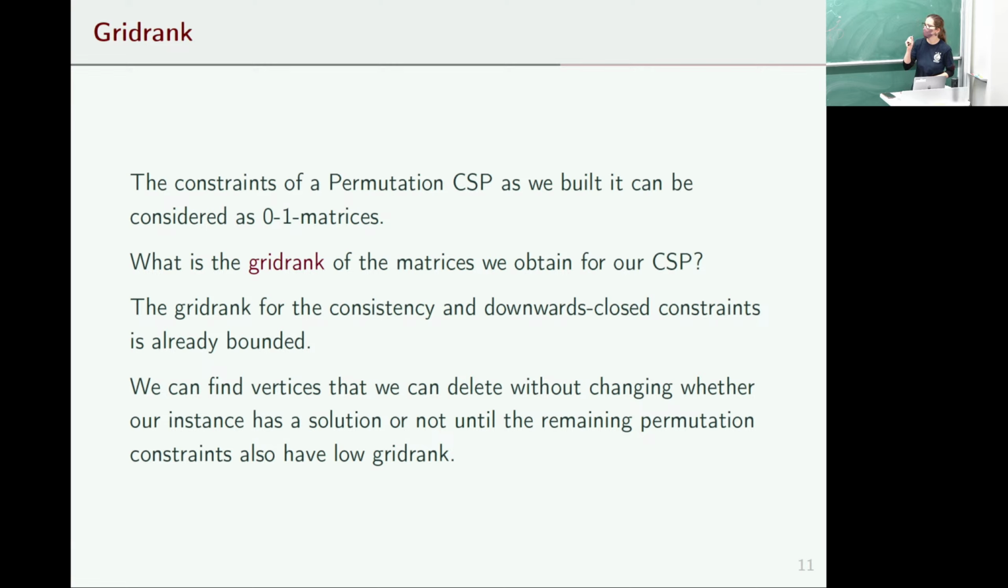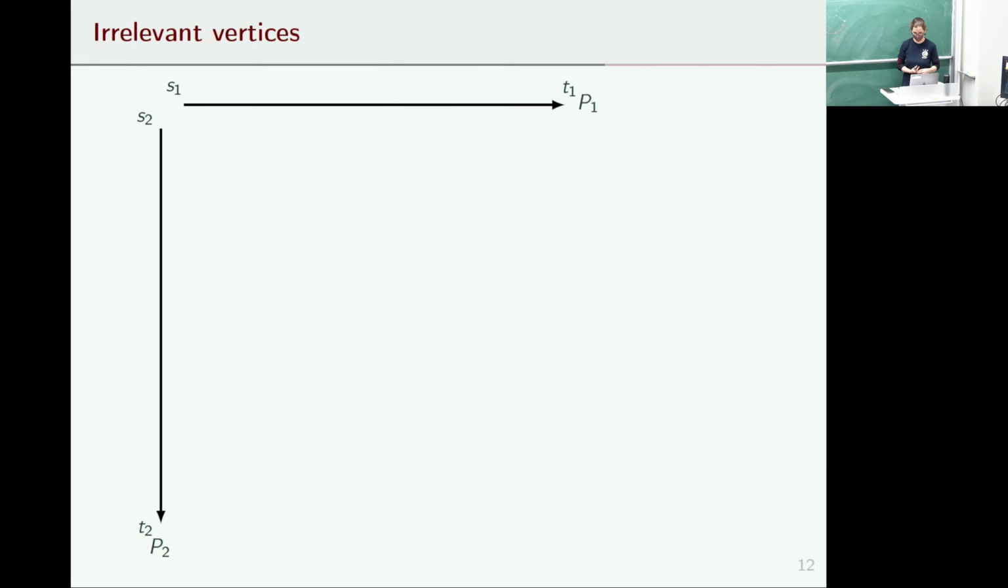So I need to reduce the complexity, and this is where we come to our irrelevant vertex technique. So we want to find vertices that I can delete to reduce the complexity of these constraints. So I want to find vertices that are definitely not in any of my solutions, so that I can delete them. If I delete them, the state, whether it's a yes or no instance, doesn't change. And for this, I look at two paths between two different vertex pairs. Right now I have at the top a path from S1 to T1, and on the left a path from S2 to T2.